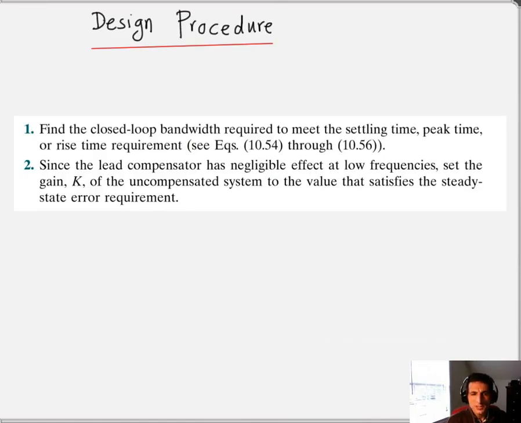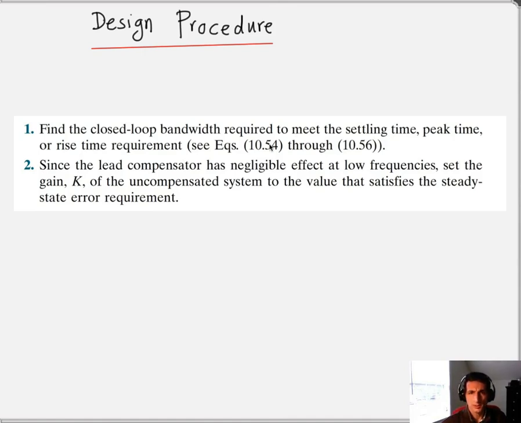So next I'm going to discuss the design procedure that you need to follow in order to be able to design a lead compensator. In step 1, usually you're given a set of design specifications. What's most important for a lead compensator is to have the bandwidth. Sometimes you're given the bandwidth in terms of radians per second, but sometimes you're given other time domain specifications like settling time, peak time, or rise time.